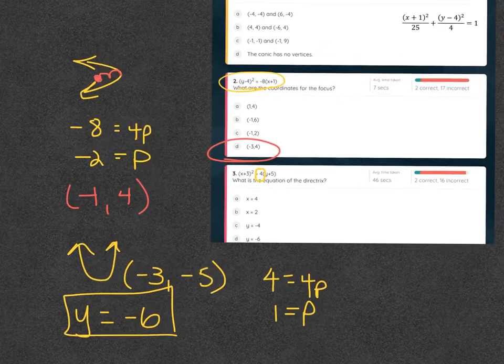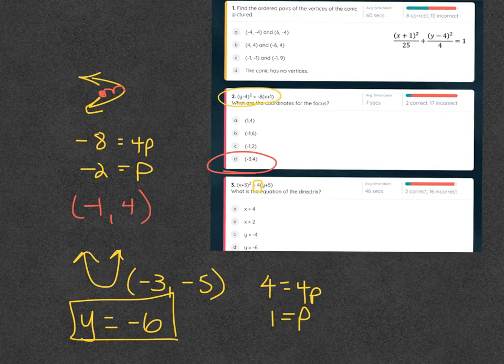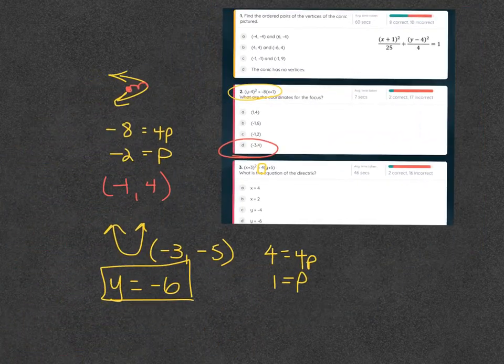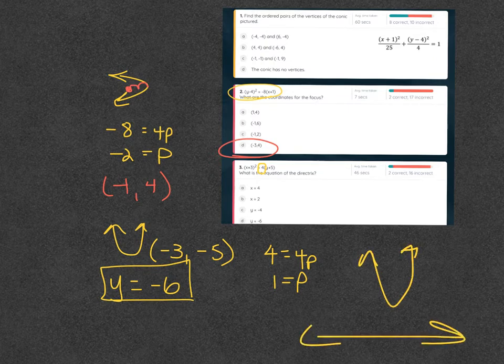Questions on that one? Okay. Yeah. I subtracted it because if it's pointing up, then the directrix is below it. It's 1 down from the y.